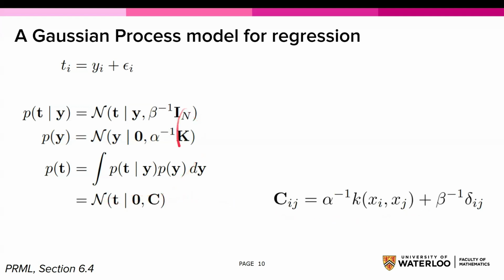To get this result, we've exploited a standard rule for combining covariances of Gaussian distributions. The resulting covariance matrix for T is simply the sum of the covariances of the two sources of randomness. In our case, C includes both the covariance of Y, which is defined in terms of the kernel matrix K scaled by alpha inverse, and the noise covariance of epsilon, which is represented as beta inverse, where this delta term is non-zero only when i is equal to j, as is the case for that diagonal matrix.